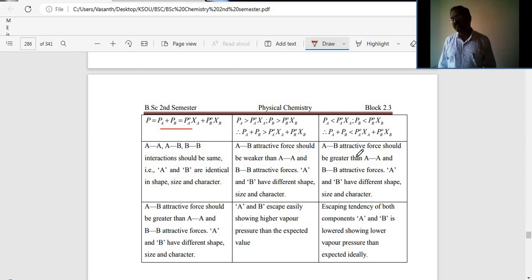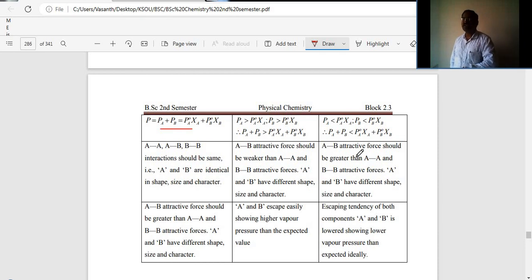Here, the solution does not obey Raoult's law. PA is greater than PA naught into XA, and PB is greater than PB naught into XB. That is the reverse of what happens in non-ideal solutions with negative deviation.